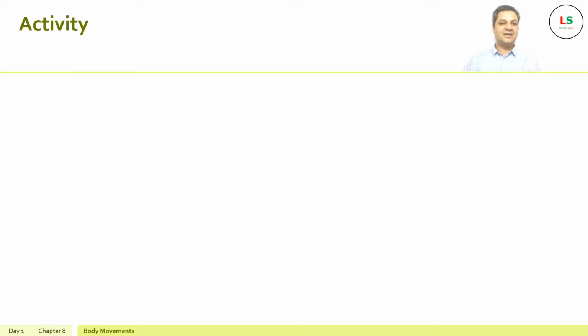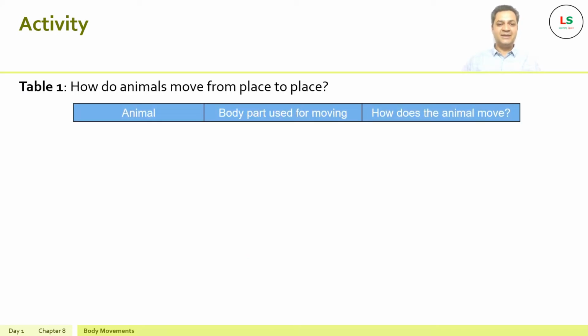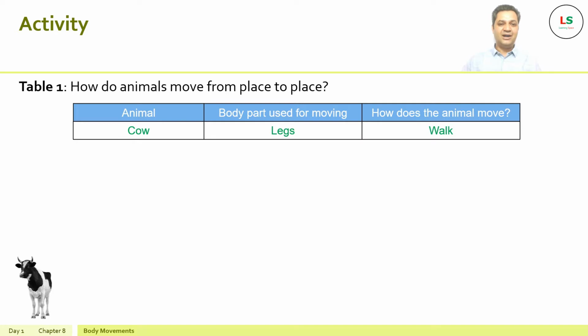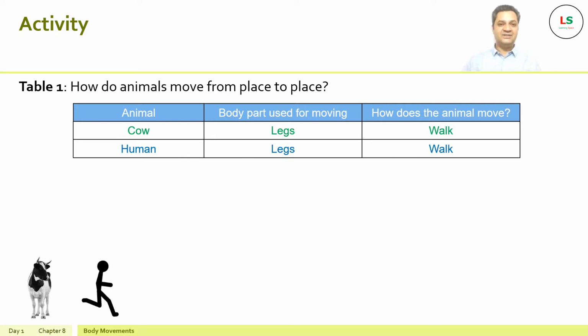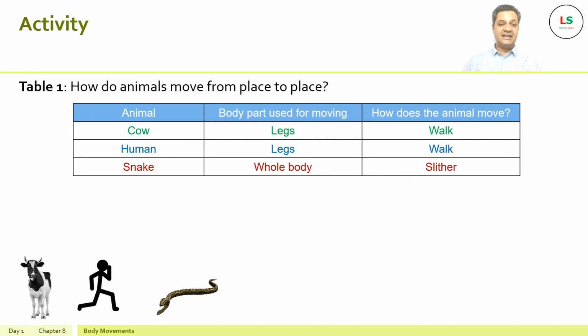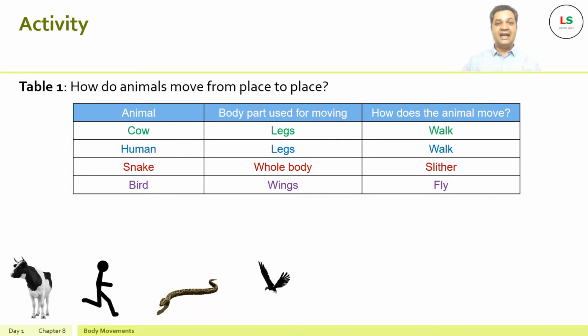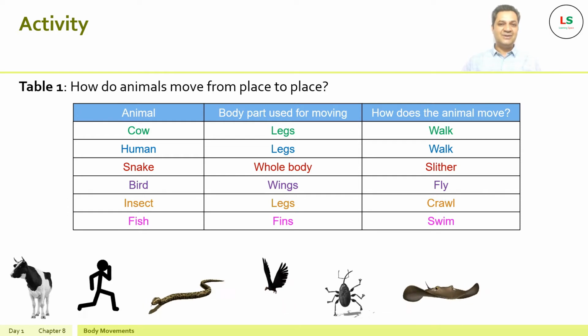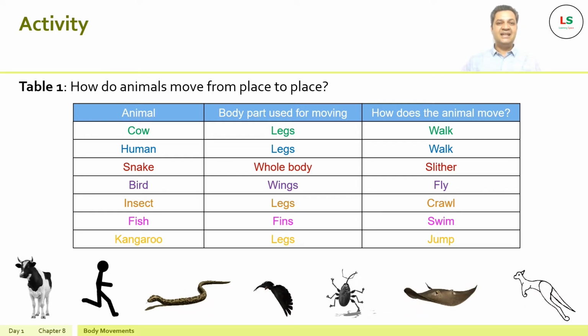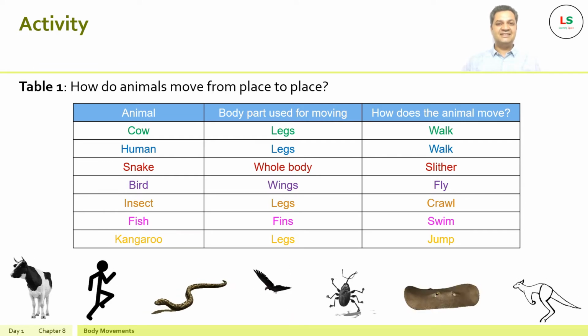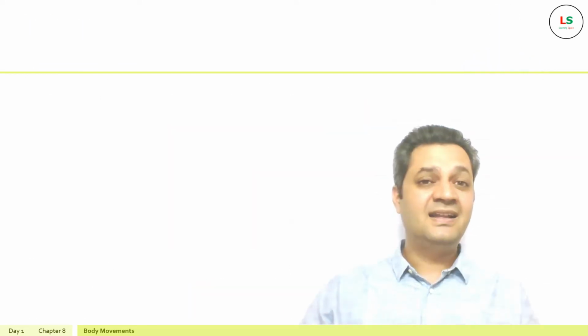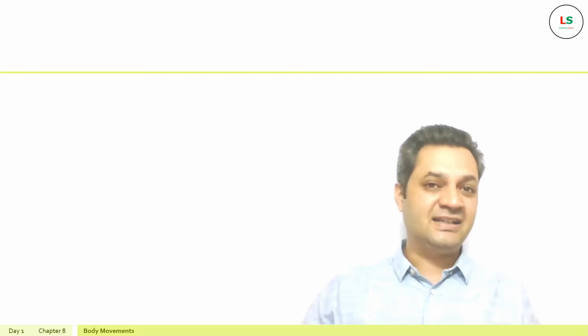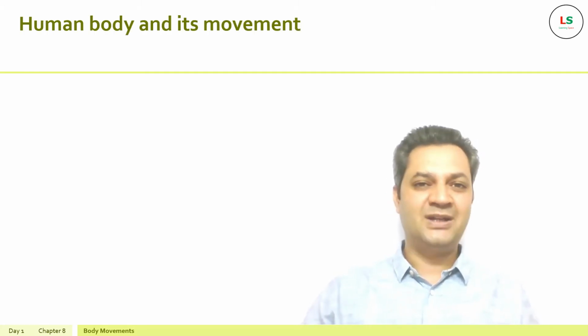How do animals move from place to place? Here we have a table with the animal name, the body part used for moving, and how the animal moves. Let's start. We have cow with legs and it walks. Humans have legs too and they walk. Snake uses the whole body for moving and it slithers. Birds have wings to fly and even legs to walk. Insects have legs and they crawl. Fish has fins and it can swim. Kangaroo has legs and it jumps. That was undoubtedly a very small table. There can be various ways with which animals move from place to place.